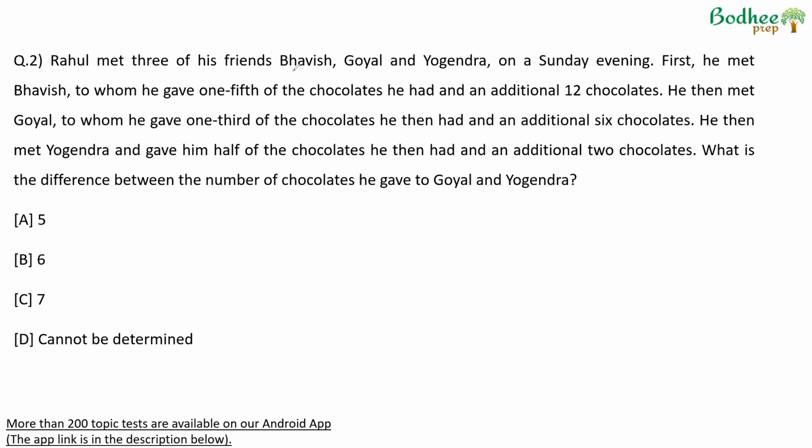Rahul met 3 of his friends, Bhavish, Goel, and Yogendra, on a Sunday evening. First, he met Bhavish, to whom he gave 1/5 of the chocolates he had and an additional 12 chocolates.